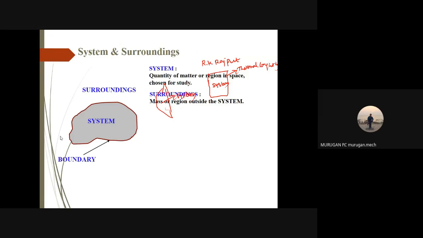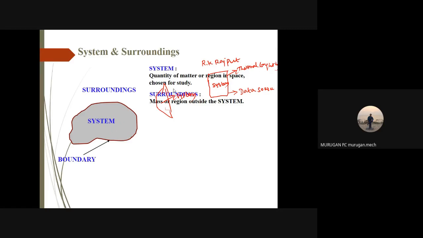And the next term is the surroundings. The system and the surroundings are separated by a boundary. We cannot study the thermal engineering subject only through this book. Something we can see or get information from the internet or other data sources. That is called the surroundings.